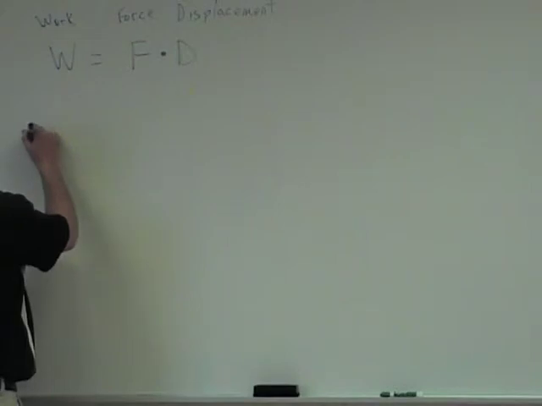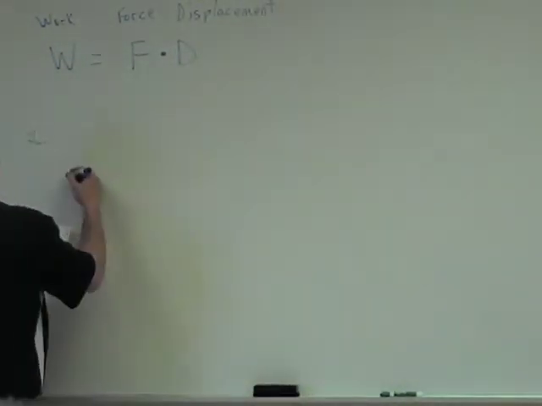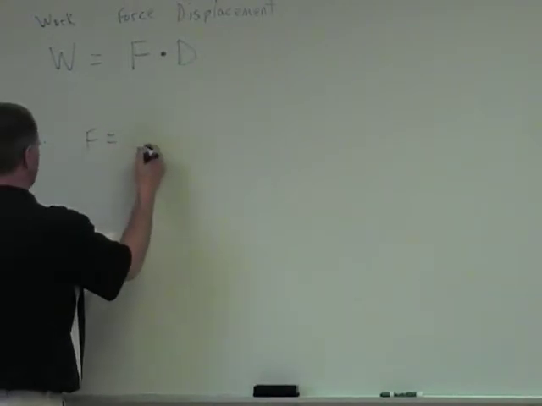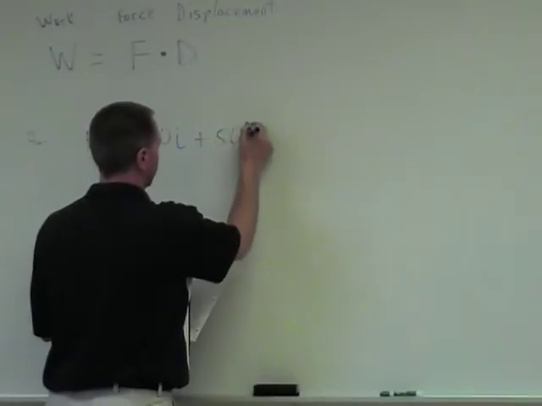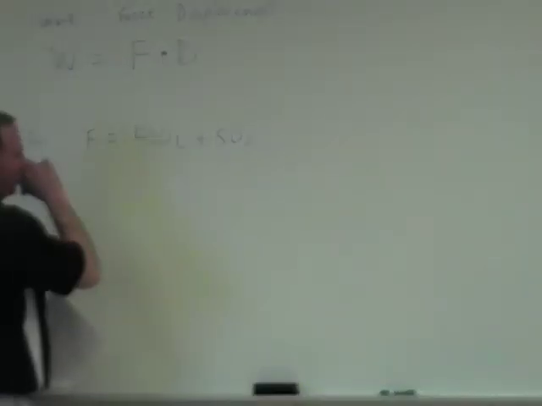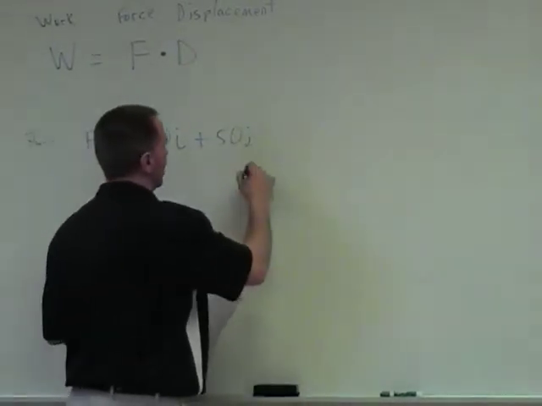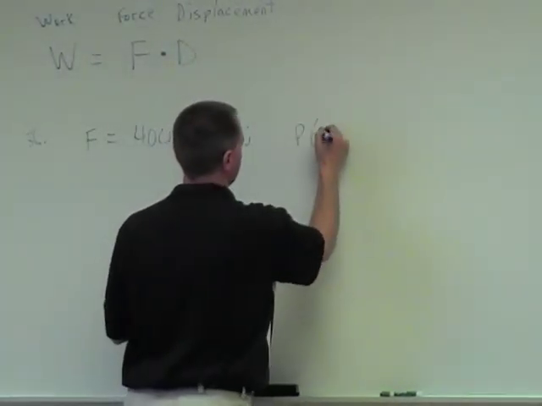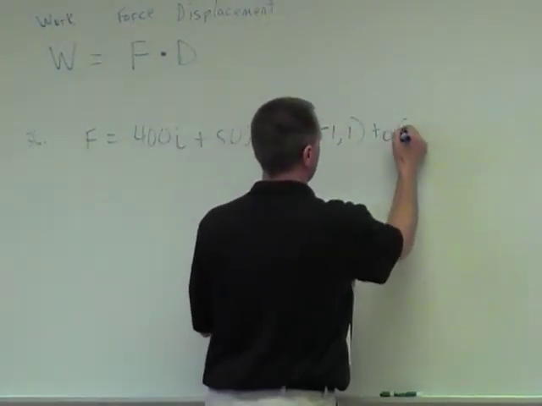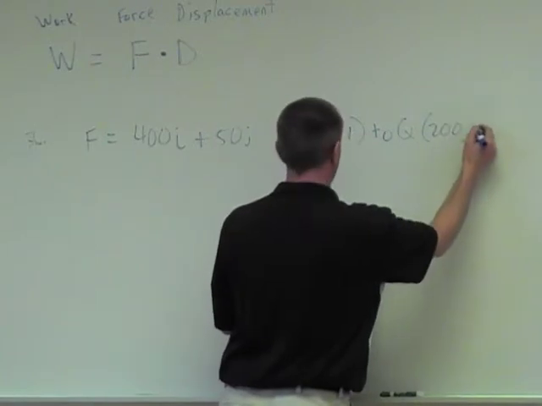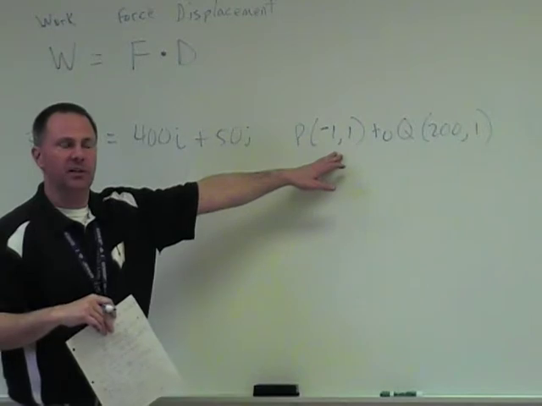Okay, let's do number 36. We're going to do these together to make sure we can understand what's being thrown at us. That's what we need to be doing. If the force is written as a vector in this form, 400i plus 50j, and we're going to move, the displacement is how much you're moving. We're going to go from point P, which is -1, 1, to Q, which is 200, 1. So here's section 1, being able to find the vector between 2 points.